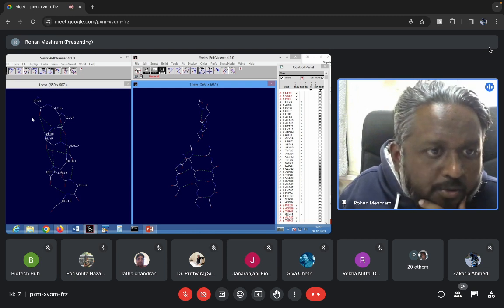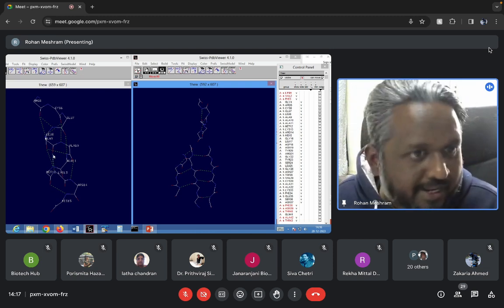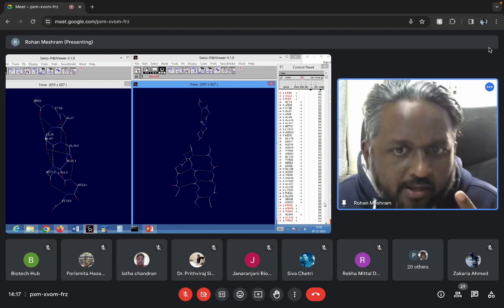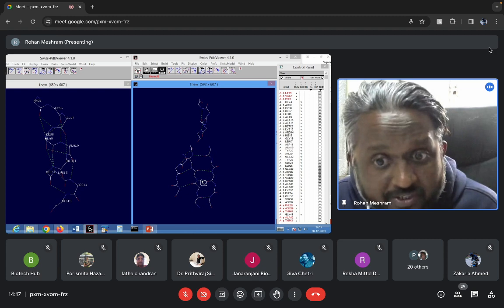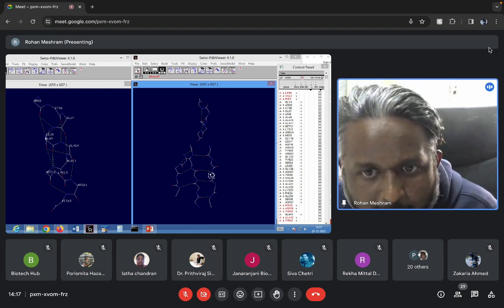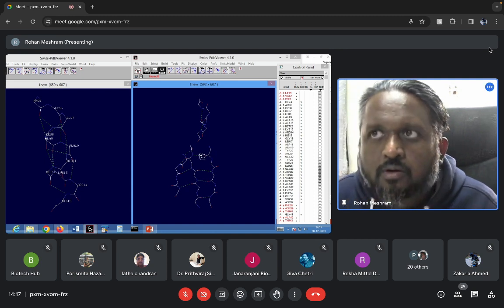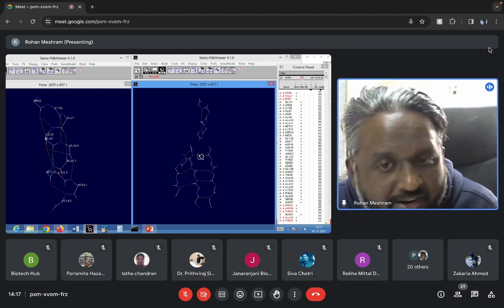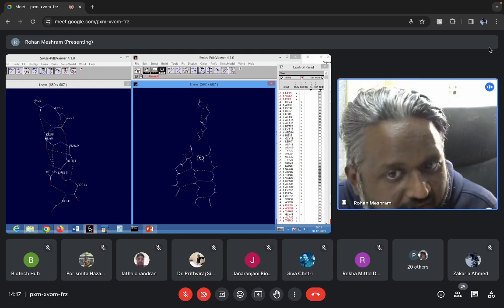So agar aisa hydrogen bonding pattern nahi raha, to aapka alpha helix kabhi stable nahi rahega, right? If inter hydrogen bonding pattern is not present between the strands, your beta sheet will never get stabilized. So differential hydrogen bonding pattern is one of the most dominating factors that stabilizes your protein at the tertiary structural level.